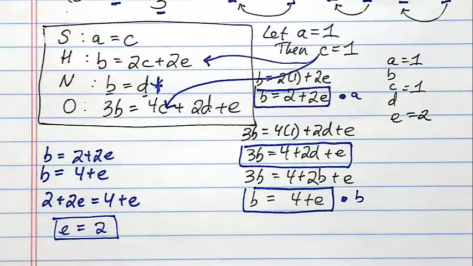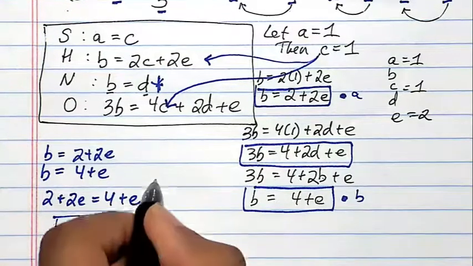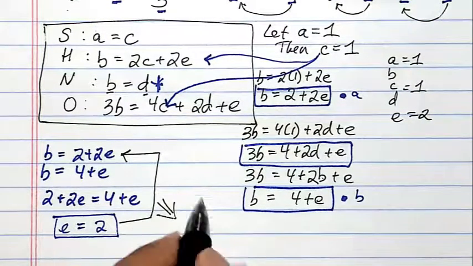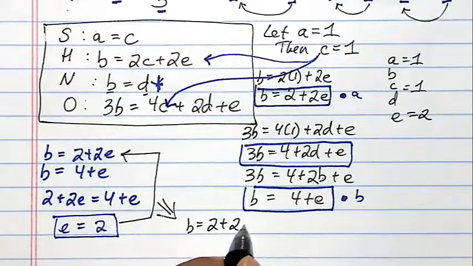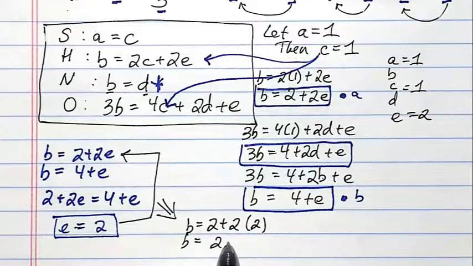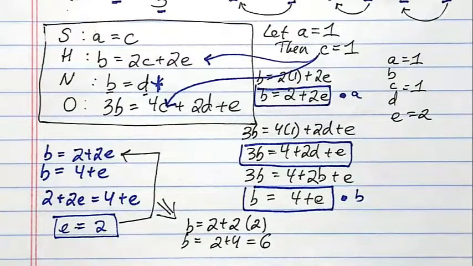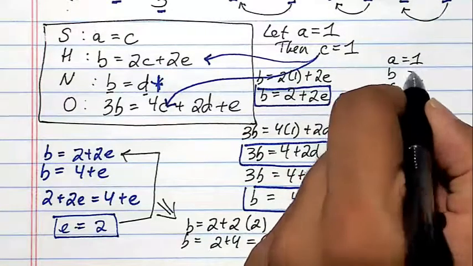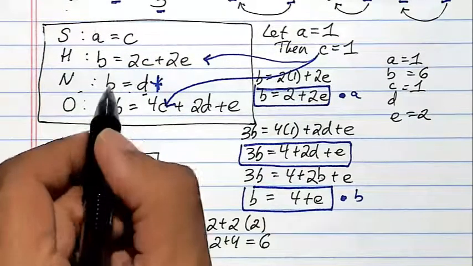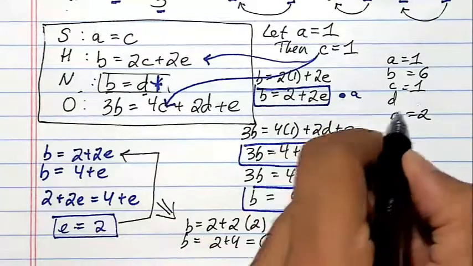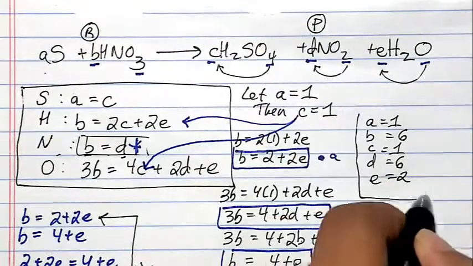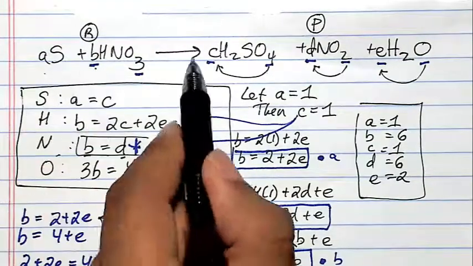So now that I know E is equal to 2, let me just plug stuff back in here. All right, if E is equal to 2, that means B is equal to 2 plus 2E. Well, E is equal to 2, right? So B is equal to 2 plus 4. I got B is equal to 6. All right, so now I have B equal to 6 here. And now whatever B equals, D equals by this relationship. So I have D equals 6. So coming back here, I have A, B, C, D, and E to substitute.